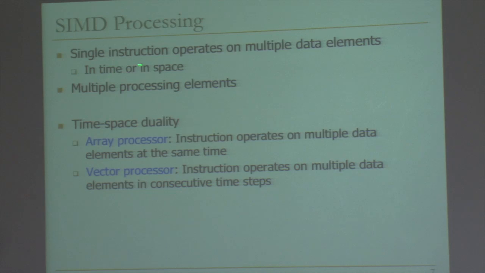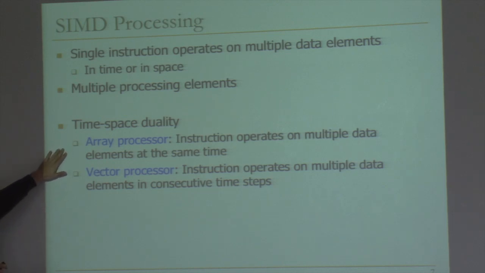This single instruction operating on multiple data elements can happen in time or in space. Actually, that's true for all of the models, if you think of it. You can do multi-threading in time or space. You can have multiple threads executing in parallel, or you can time multiplex the same hardware, just like we saw in fine-grained multithreading. It's true for SIMD also. The instruction can operate on multiple data elements in time or space. You can, for example, add two vectors, and multiple different elements can be added in parallel at the same time, or they could be added over time. You can use the same adder to multiplex the independent additions.